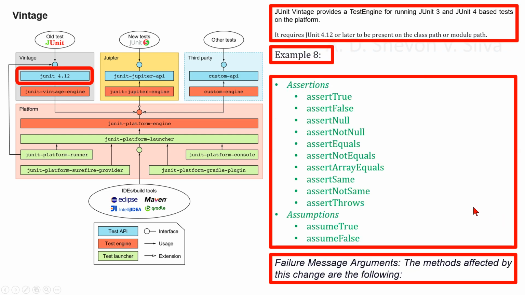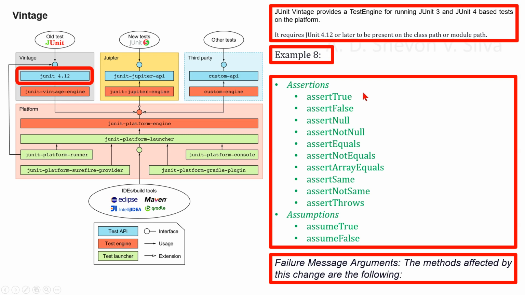Now we are considering the failure message argument. The methods affected by this change are as follows. The Assumptions and Assertions classes in JUnit Jupiter declare arguments in a different order than in JUnit 4. In JUnit 4, assertion and assumption methods accept the failure message as the first argument, whereas in JUnit Jupiter, assertion and assumption methods accept the failure message as the last argument.